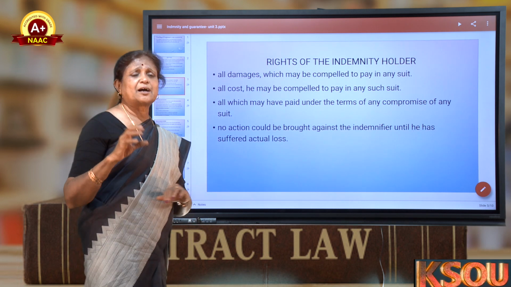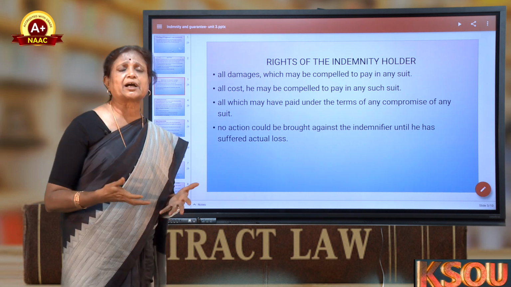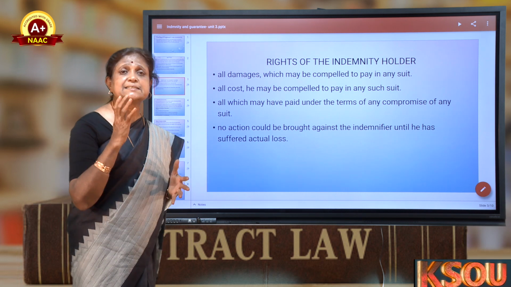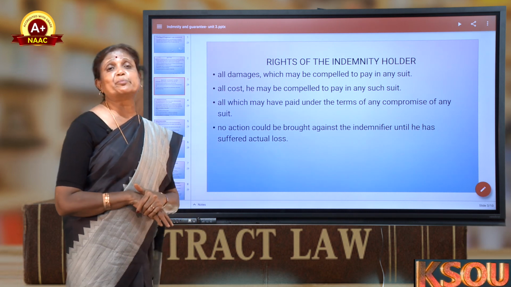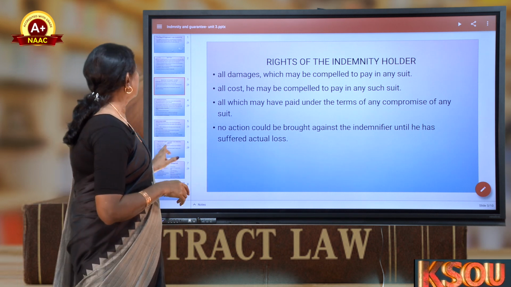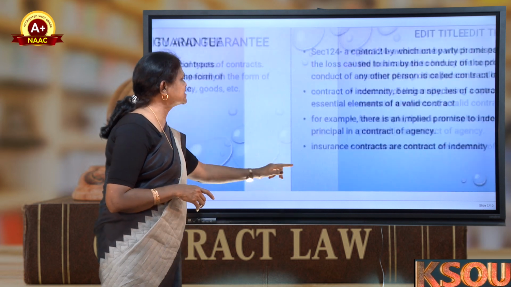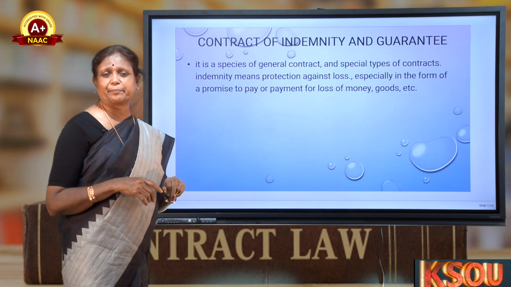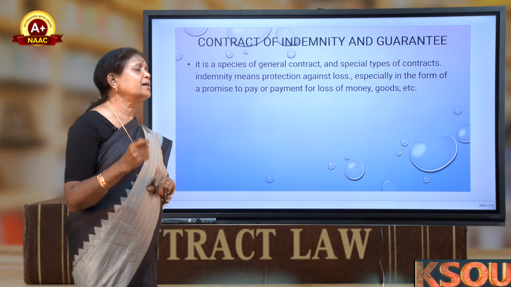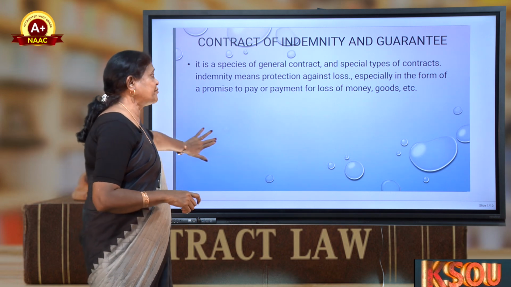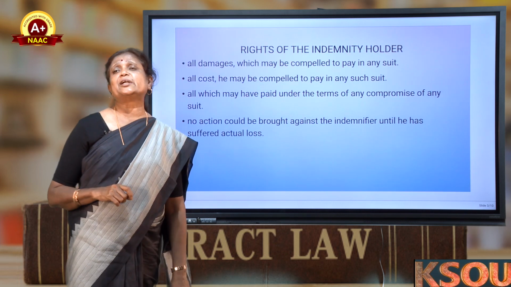How a contract of indemnity is formed, and what needs to be done in it, is the same as in the general Contract Act. The only thing we have to look into is the rights of an indemnity holder. The person who promises to make good the loss is called the indemnifier, and the person on whose behalf the indemnity has been given, who suffers the loss, is called the indemnity holder.